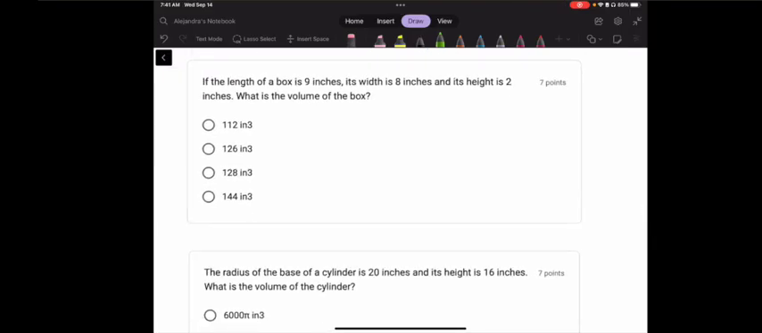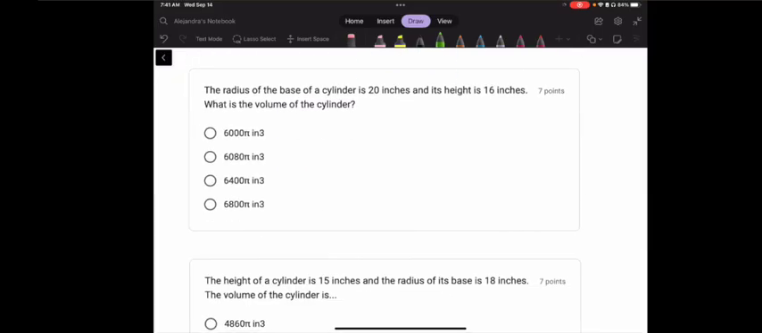If the length of a box is 9 inches, its width is 8 inches, and its height is 2 inches, what is the volume of the box? So the volume of the box is calculated by multiplying length times width times height. So they tell me the length is 9, the width is 8, and the height is 2. So volume is going to equal 9 times 8 is 72 times 2. That's going to be 4, and that's going to be 14. So the volume is going to equal 144 inches to the third power.